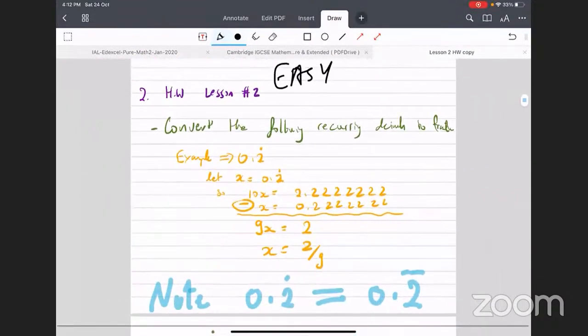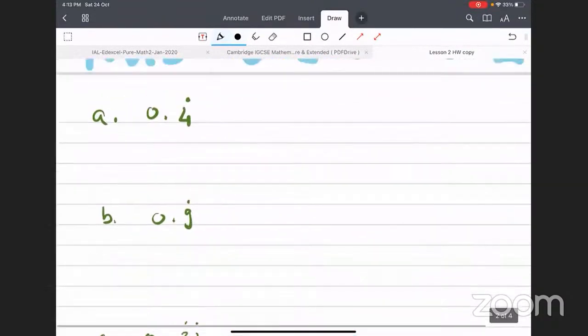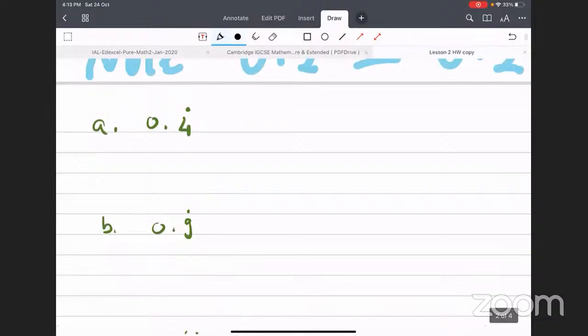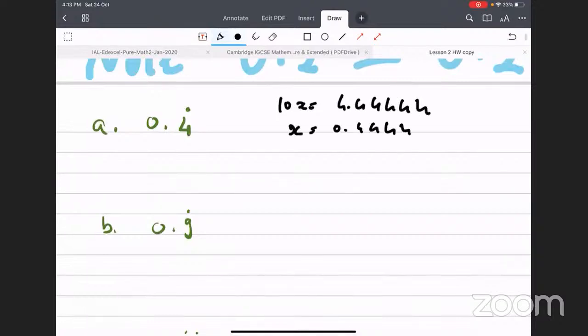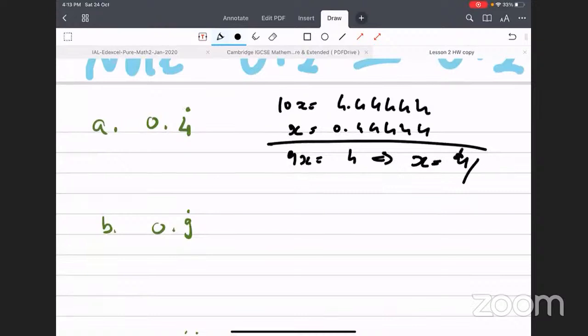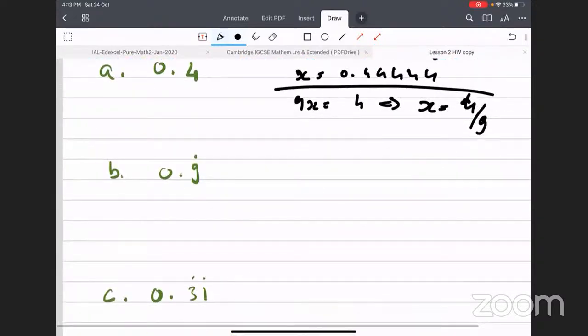Okay, convert the following to recurring decimals. 0.4 recurring, I think it's a bit easy. You will say that 10x is equal to 4.44444. Then x equals 0.44444. So 9x is equal to 4. Then x is equal to 4 over 9. So B was a bit tricky, right?